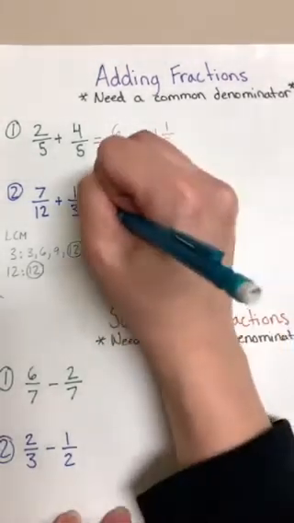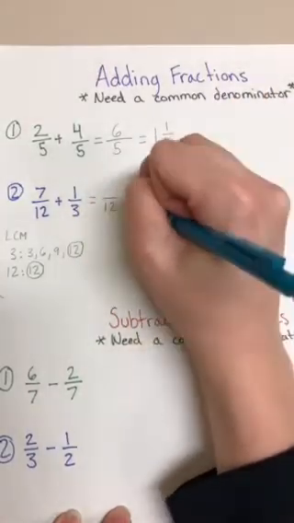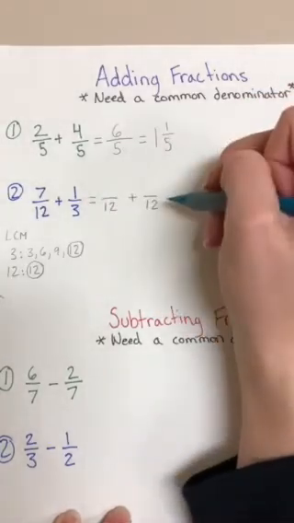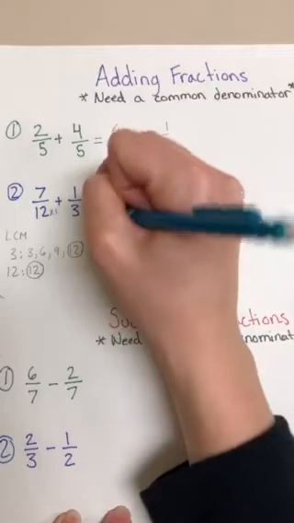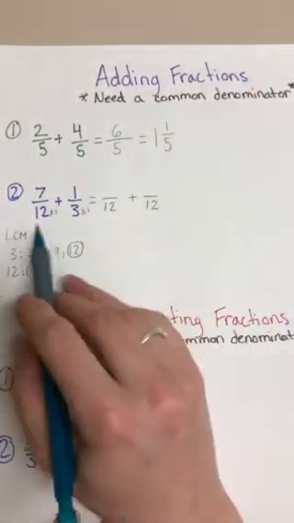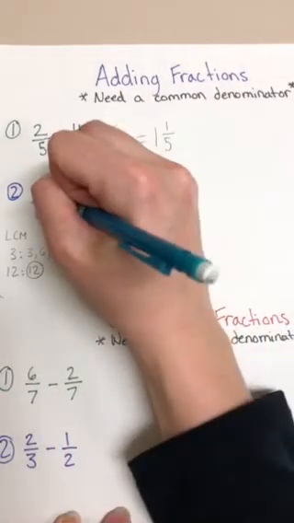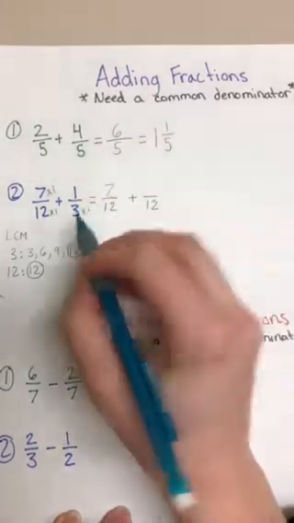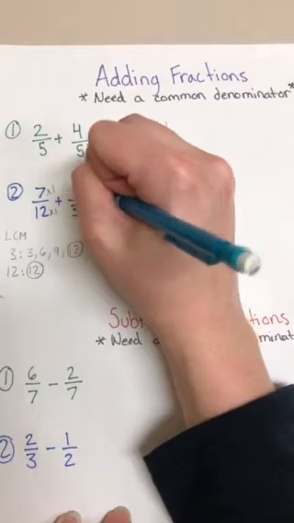So now I'm going to go back to my question, and I'm going to change both my fractions to have a denominator of 12. Now when I do that, I can't only apply it to the denominator, I also have to apply it to the numerator. So I'm going to look, 12 times 1 will give me 12, and then I must do the same thing to the top, which is going to give me 7. 3 times what gives me 12? It is 4, and then I do the same to the top.